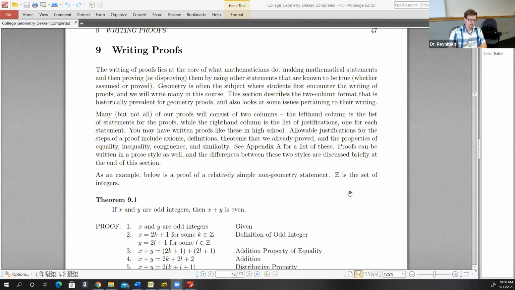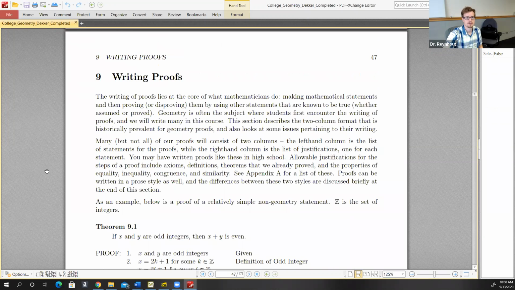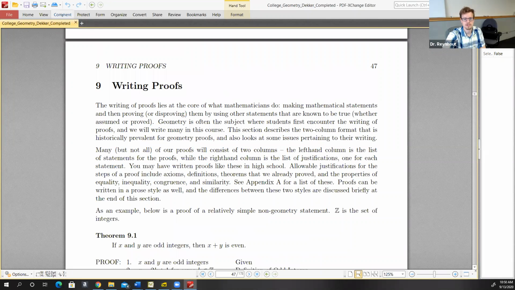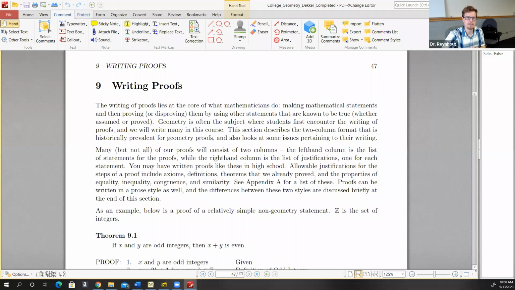So the biggest thing is that in the past we've done proofwriting, which is mostly done in a prose style. So just saying what we need to say, with justifications within our statements, each action with a reason for that action. It's not split up. So let me try to clarify that a little bit here.